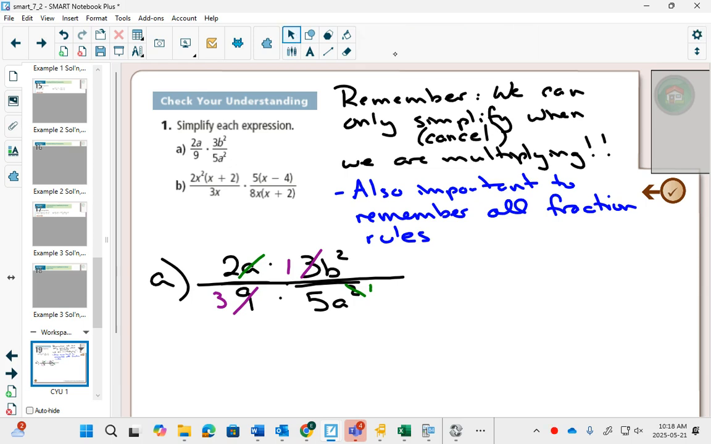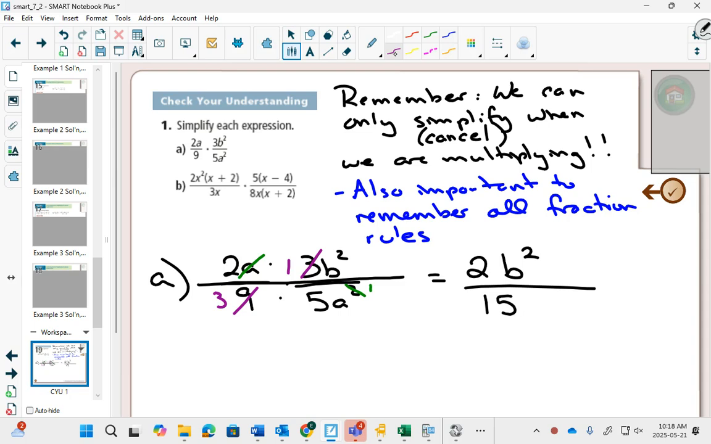Now at this point, what's left? Well, for numbers on the top, I have a 2 times a 1. On the top, I'm left with a 2. For my variables on the top, I still have a b squared. On the bottom with my numbers, I have a 3 and a 5. That leaves me with 3 times 5, 15. And variables on the bottom, I have an a.